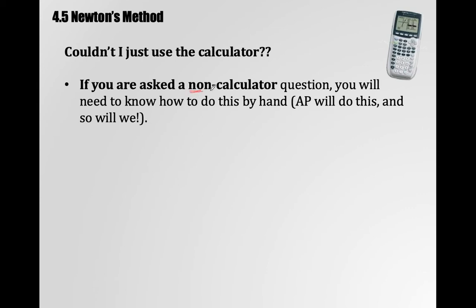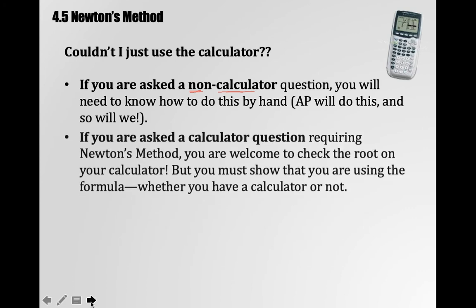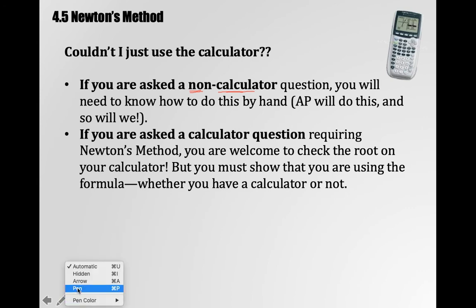Firstly, they could put the question on a non-calculator portion, in which case they're only going to ask you a few steps, and they're going to make the numbers nicer. They might have fractions, but not like that last example with all those decimal places. But even if you have a calculator and they ask you to use Newton's method, you cannot just find the x-intercept. Any other time you have a calculator and need an x-intercept, you don't have to use Newton's method. You just do second trace intersect, or second trace zero. But if they ask for Newton's method, you must show you are using the formula.